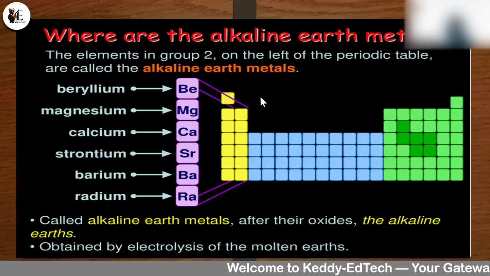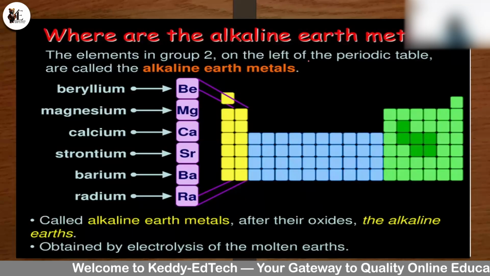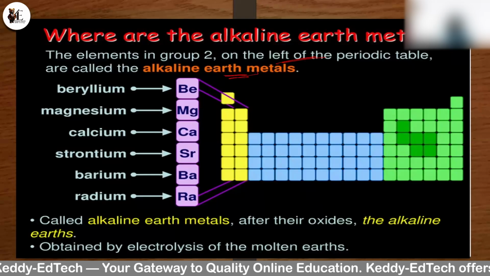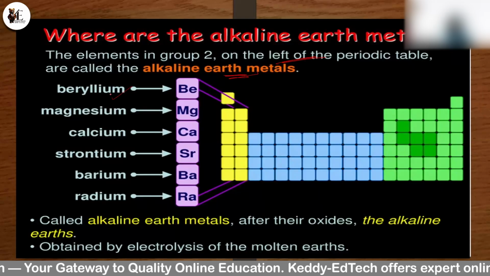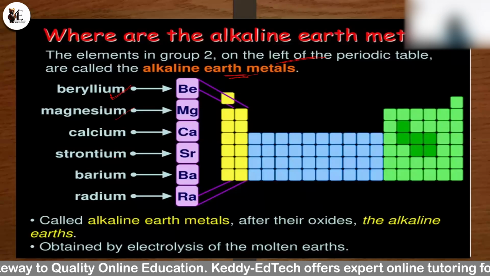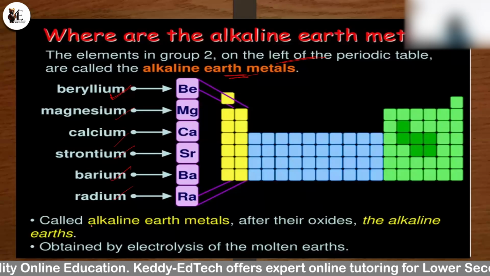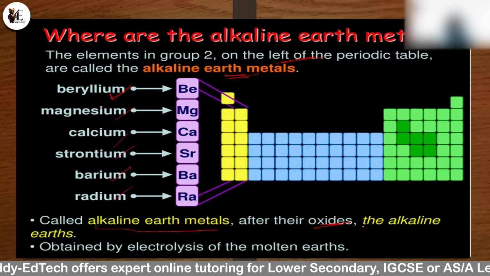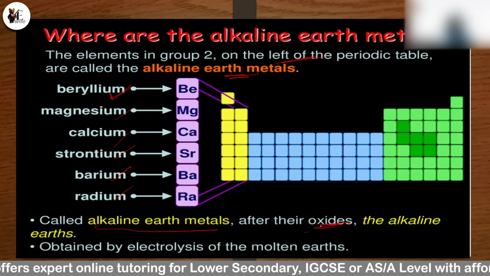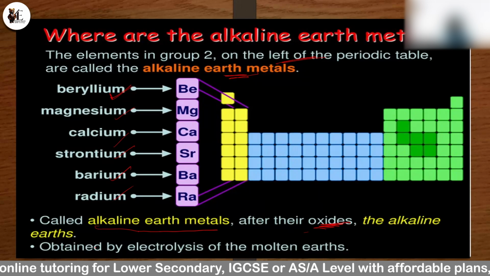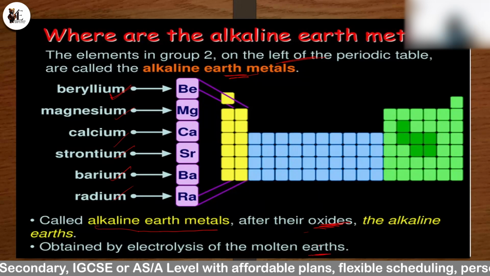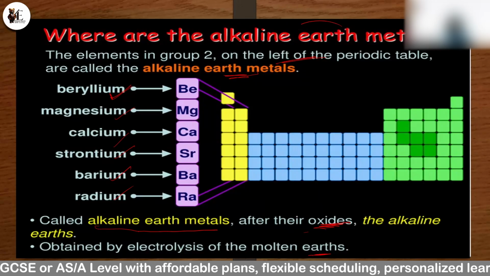So where are the alkaline earth metals in the periodic table? Elements in group 2 on the left of the periodic table are called alkaline earth metals. By now I think you have learned this, right? Beryllium, magnesium, calcium, strontium, barium, radium. Why are they called alkaline earth metals? Because of their oxides, they are alkaline in nature, and they are also obtained by electrolysis of the molten earth. That's why the name earth in alkaline earth metal.